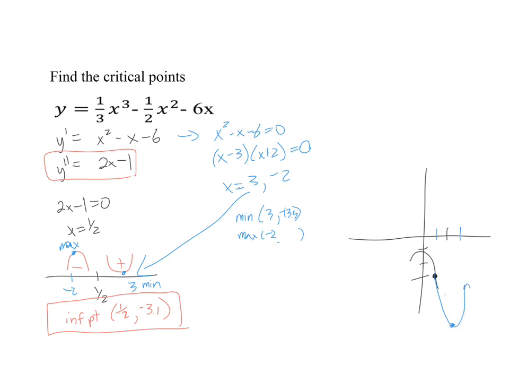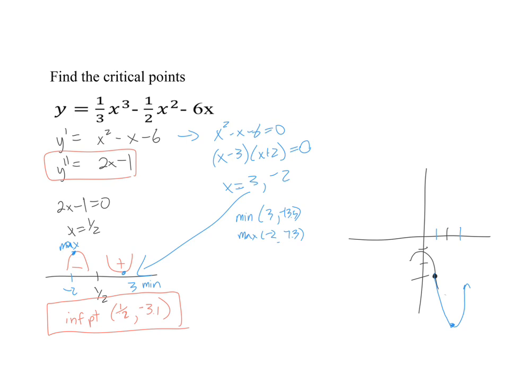So let's do the same thing for negative 2. So negative 2 cubed. Oops, I did that wrong. Let me do that calculation again. So 1/3 times negative 8, so that gives us negative 8/3, minus 1/2 times 4, which would be 2, and then we're going to go plus 12. So that gives me about 7 1/3, so we'll just go 7.3 approximately.